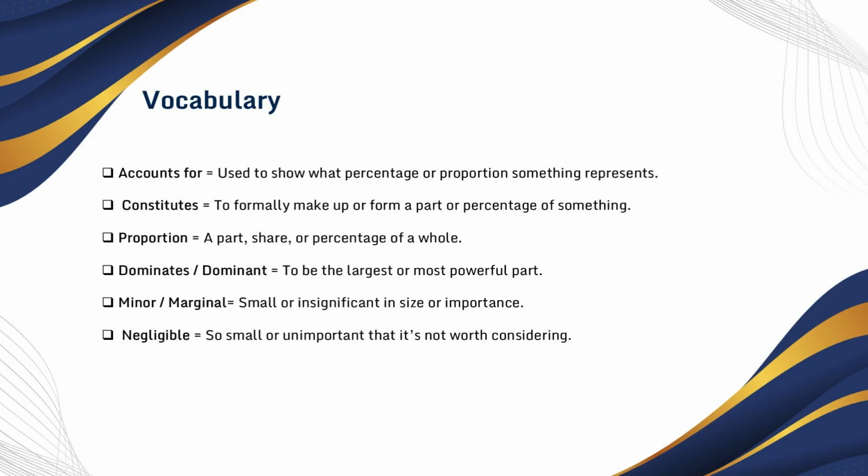Here are some powerful terms you should use when describing pie charts. Accounts for is used to show the percentage that something represents. Constitutes refers to formally make up or form a part or percentage of something. Proportion refers to a part, share, or percentage of a whole.